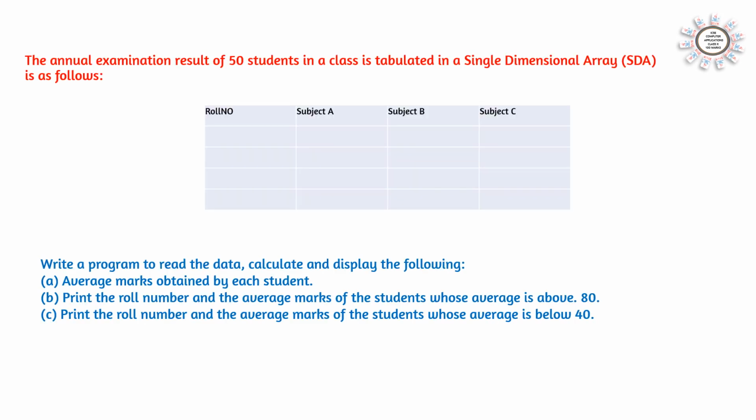The next question, this was after the board exam. The annual examination result of 50 students in a class is tabulated in a single dimension array as follows.